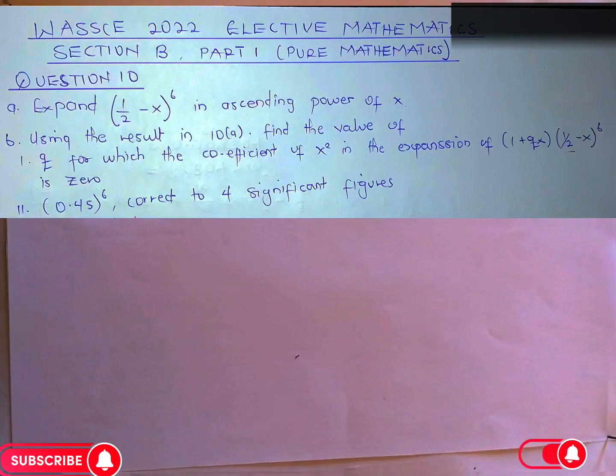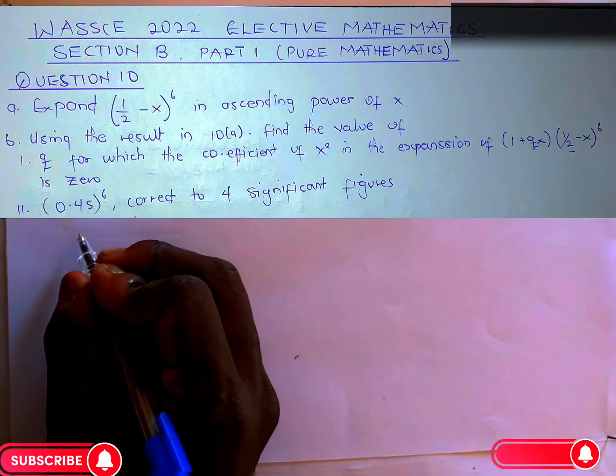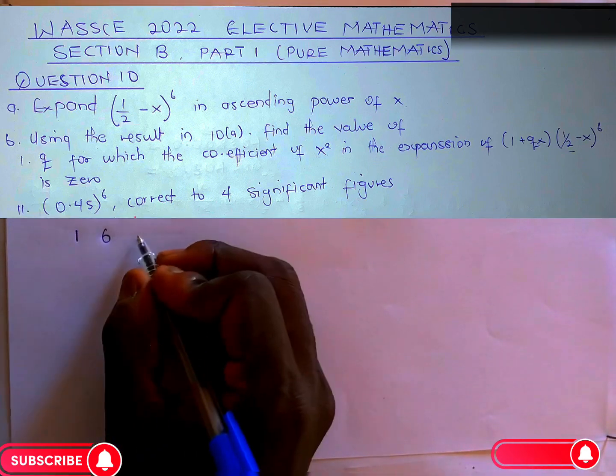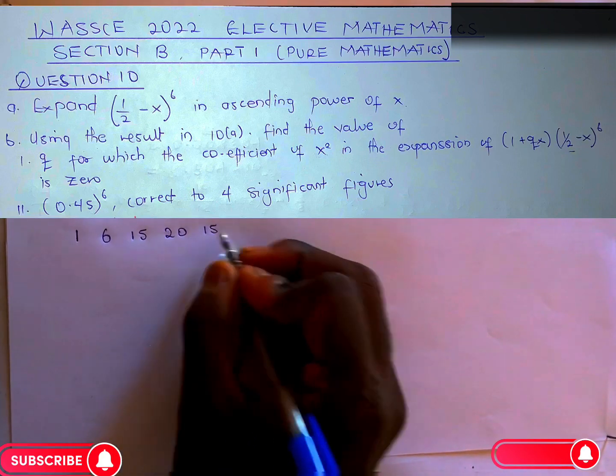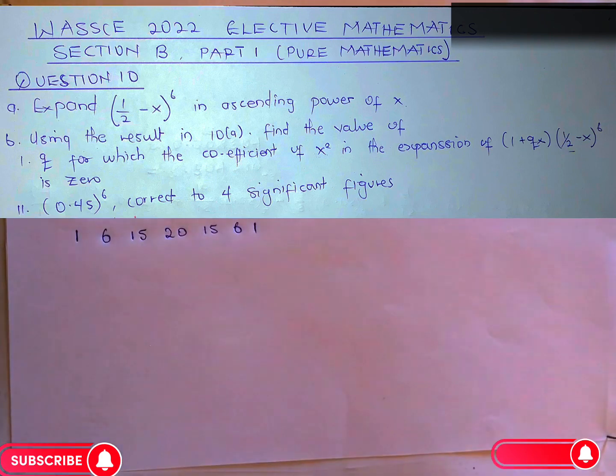Question 10. We are asked to expand 1 over 2 minus x, all to the exponent 6, in ascending power of x. There are a lot of ways of doing this. We can use the combination method. We can equally use the Pascal triangle. For exponent 6, if we use the Pascal triangle, we are going to get the coefficients to be 1, 6, 15, 20, 15, 6, and 1. So this will be the coefficients if you are using the Pascal triangle.